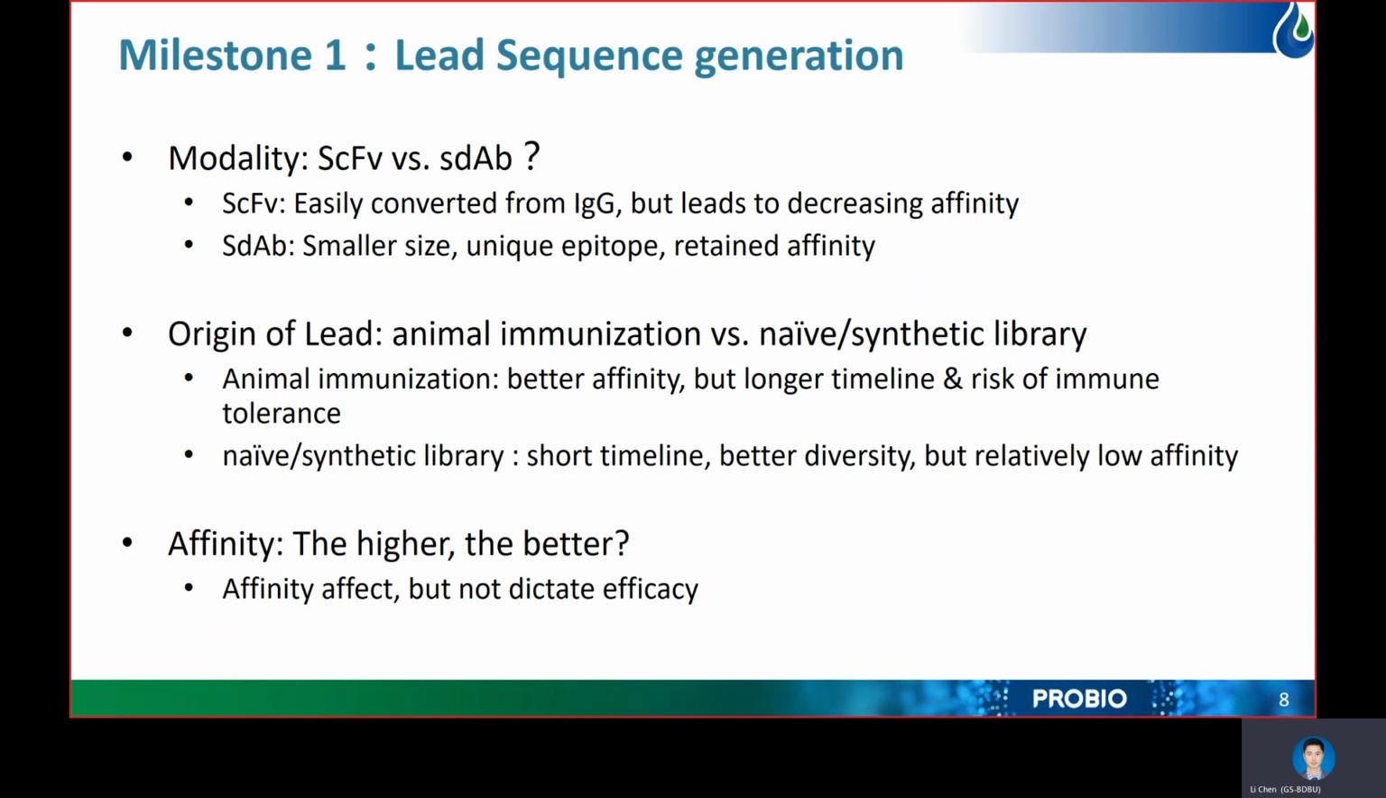Alternatively, lead generation through naive or synthetic library showed absolute advantage of turnaround time, but at the cost of a potential low affinity. This brings the third question. Is affinity always the higher, the better?